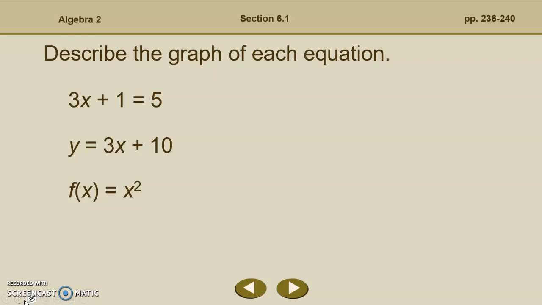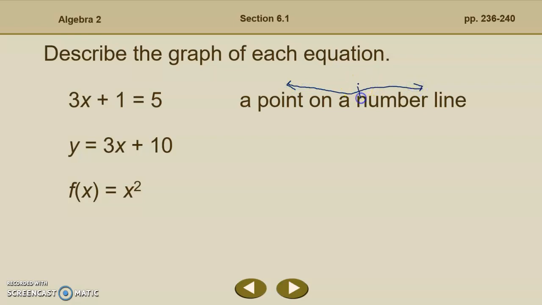Let's think about what the graph of each equation would look like. 3x plus 1 equals 5. If you were to solve for x and graph that, what would it look like? Well, you'd have to subtract the 1, right? And then divide both sides by 3, and you would get x equals 4 over 3. If we were to graph that, it would just be a point on a number line. We would have to draw our number line or our x-axis. Here would be our 0, here would be our 1, here would be our 2, and 4 over 3 would be somewhere right there. So it would just be a point on the number line or a point on the x-axis.